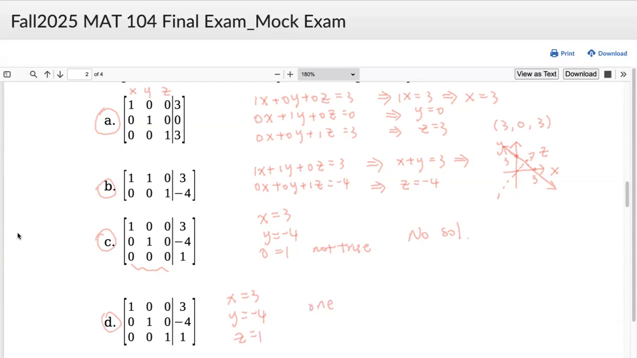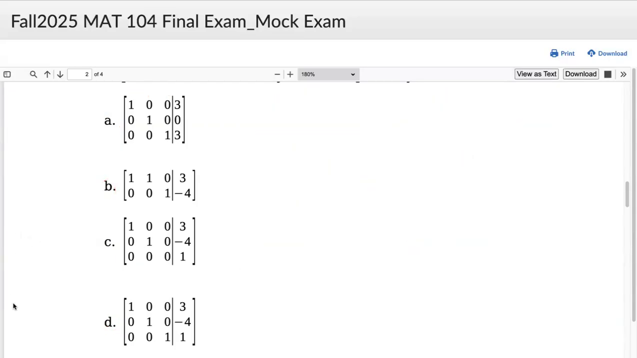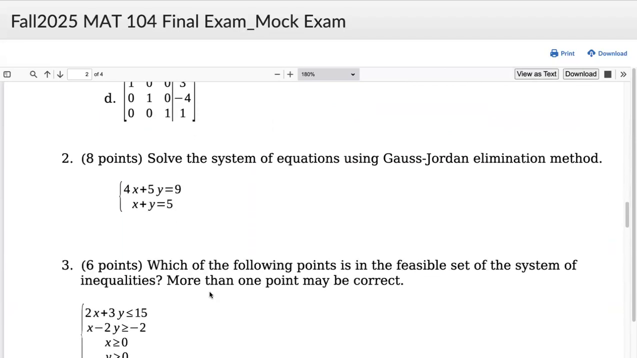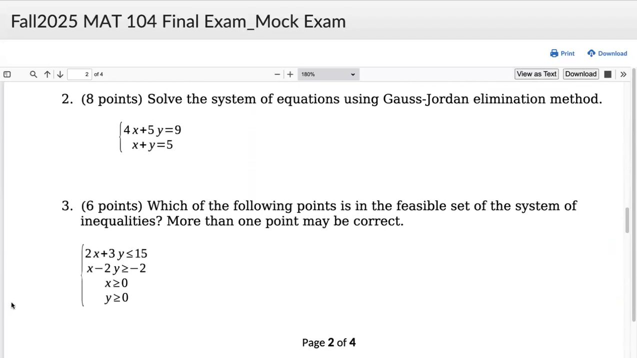Okay, that's for the first question. Let's see the second one. So we want to use the Gauss Jordan elimination method, and also we are going to use the matrix inverse method. So let's do Gauss Jordan elimination.